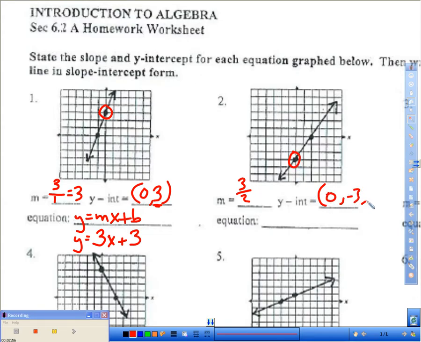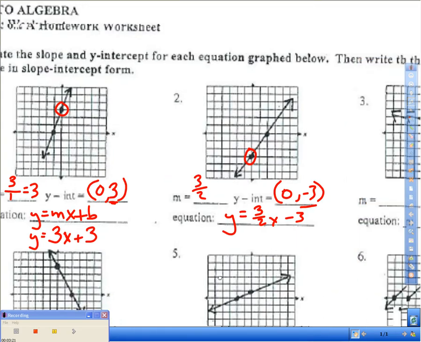Once we know the slope and the y-intercept, we can put it in the same form that we did on the last equation. We want to say y equals mx. Well, our m is 3/2, so 3/2 x plus b. Well, our b is -3, so -3. So the equation of the line that passes through those points is 3/2 x minus 3. So that's what we do for numbers 1 through 12.